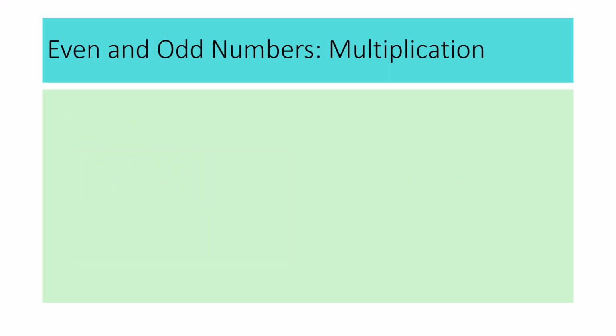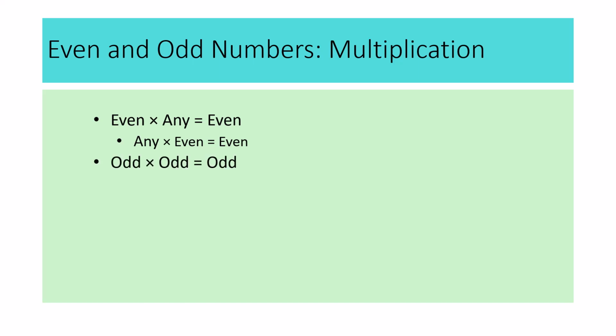To summarize, here are the two multiplication properties for even and odd numbers. An even number times any whole number yields an even number. And because multiplication is commutative, any whole number times an even number is also even. And an odd number times an odd number is odd.